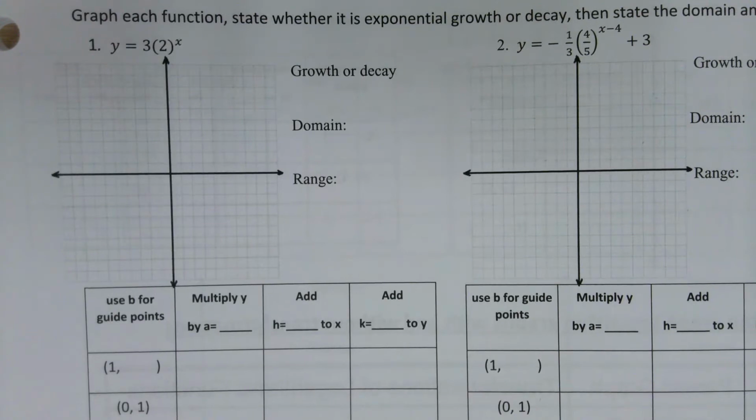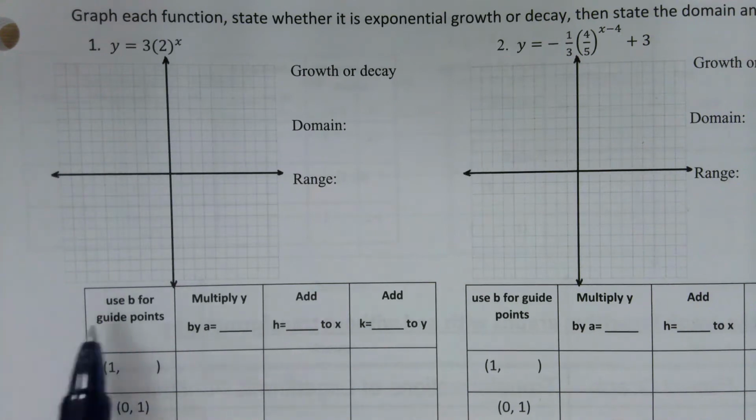The one thing that I didn't talk about was how to know whether something was exponential growth or exponential decay. And that also comes from my b value. If that b value is greater than 1, then we say that this is exponential growth. And if our b value is between 0 and 1, then we say it's exponential decay.